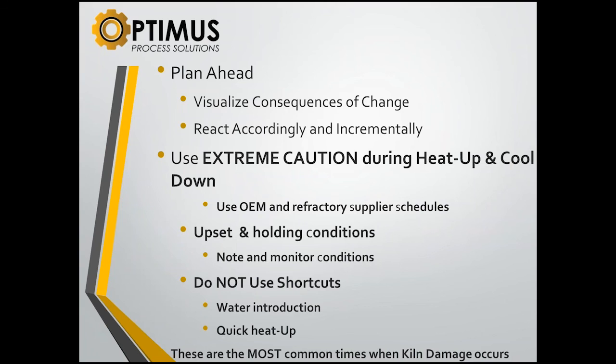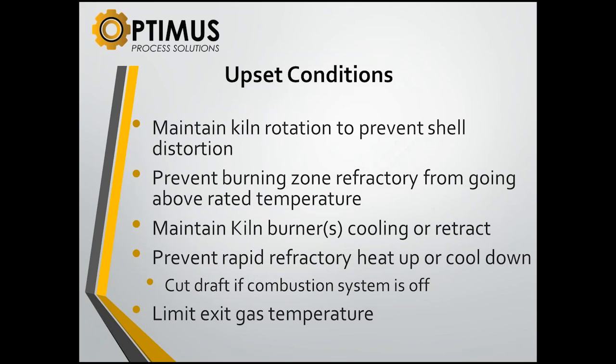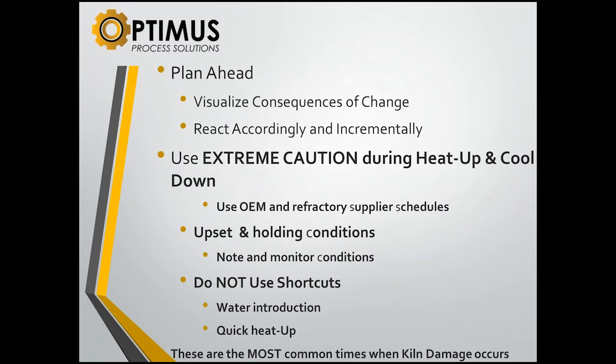Plan ahead. Visualize the consequences of the changes that you make and react accordingly and incrementally. You should use extreme caution during heat up and cool down periods. Use the OEM and or refractory supplier schedules when you're doing heat ups and cool downs. What that does in that case is allows you to rotate the kiln accordingly, thereby treating the refractory correctly. It allows the refractory to heat up and the shell to heat up together.